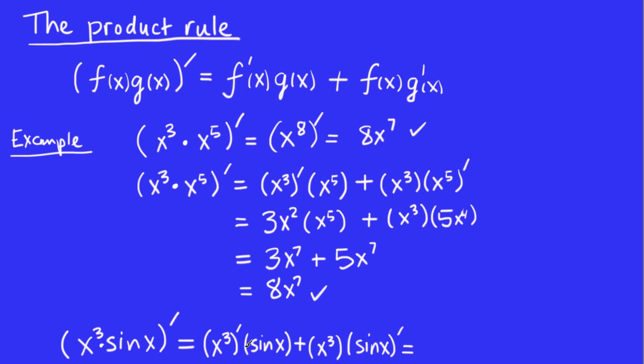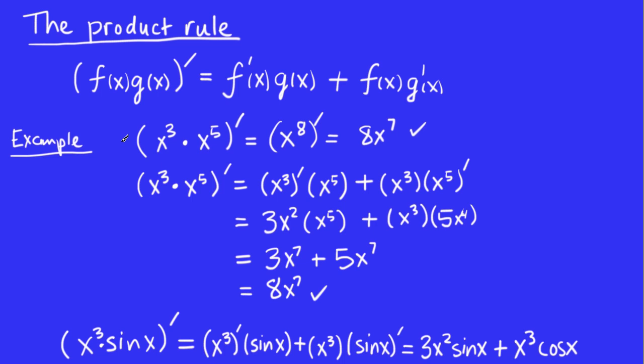And now let's actually do the derivatives. The derivative of x cubed is 3x squared, and then sine x is multiplied right after that. Plus x cubed is left alone there, and the derivative of sine x, as we talked about before, is cos x. So that's the right answer. For this derivative, we actually needed the product rule, right? There's no other way to do it.